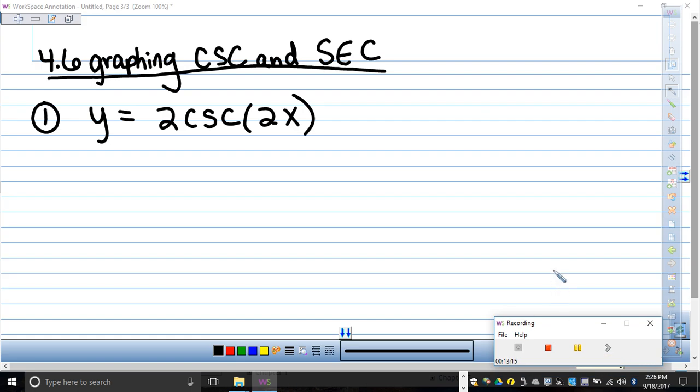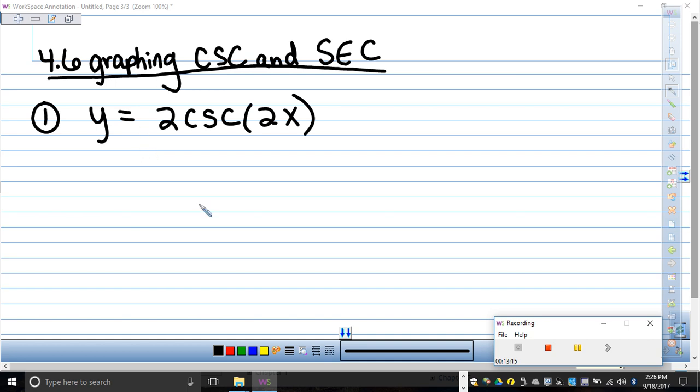All right, so that was the basic introduction to cosecant and secant. So now I need you to take out your math notebook, and we're going to finish up with a few more examples, looking at a few variations of these two. So at the top of your paper, if you would copy down 4.6, graphing cosecant and secant. And then the first equation we're going to look at is y equals 2 cosecant of 2x.